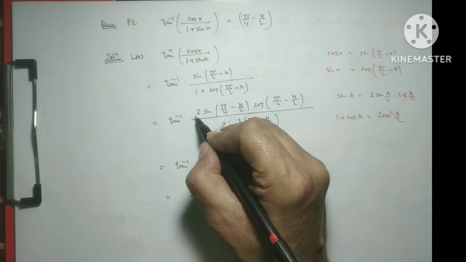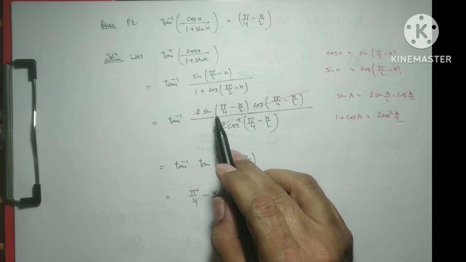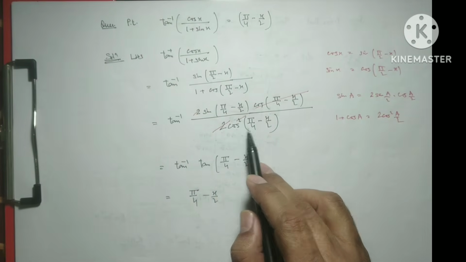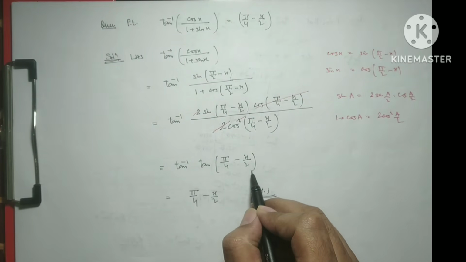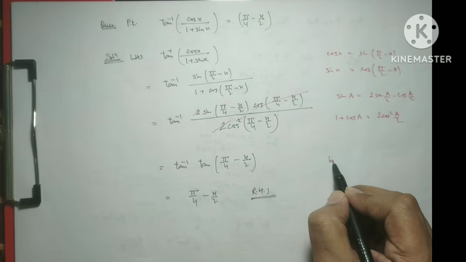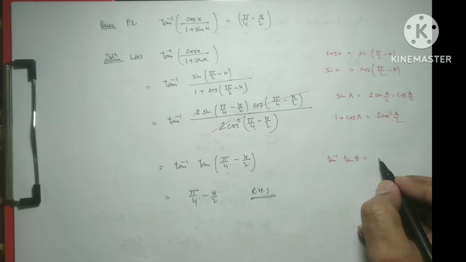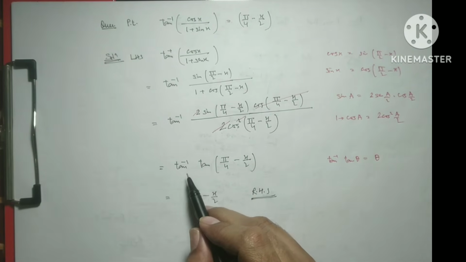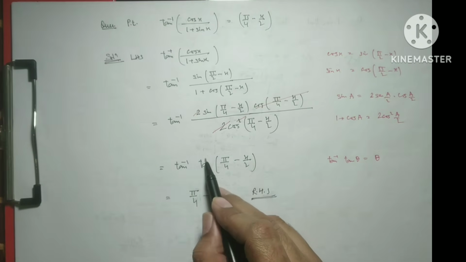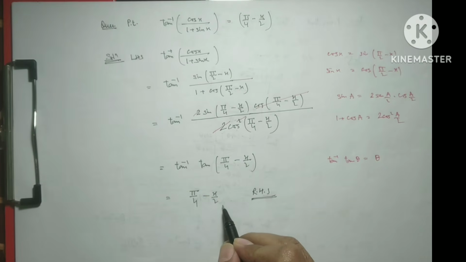Right now these 2 will be cancelled out, and the cos is also cancelled out. We get sine of this angle over cos of this angle. Sine over cos is tan, so it is tan of pi by 4 minus x by 2. Right now we have the expression tan inverse of tan theta, so it is theta. So we convert this expression, tan inverse and tan will be eliminated and we get the answer pi by 4 minus x by 2.